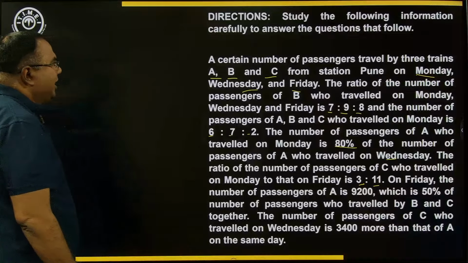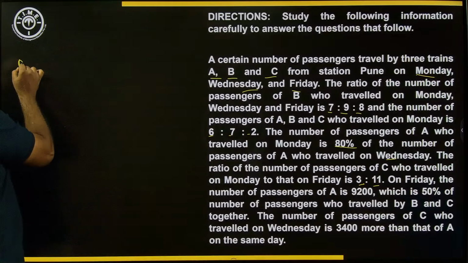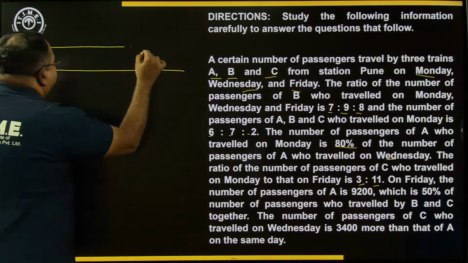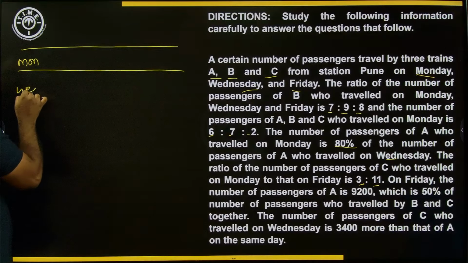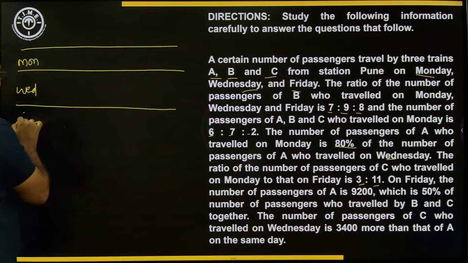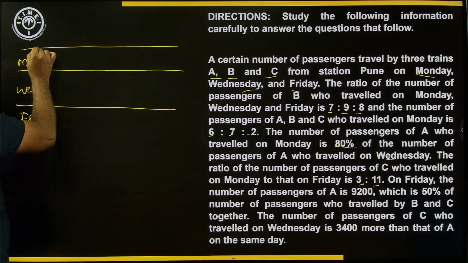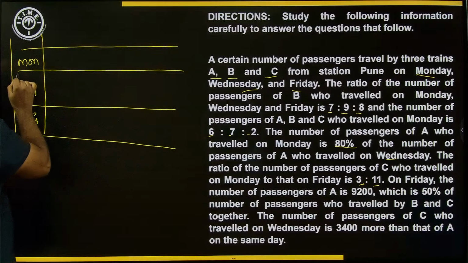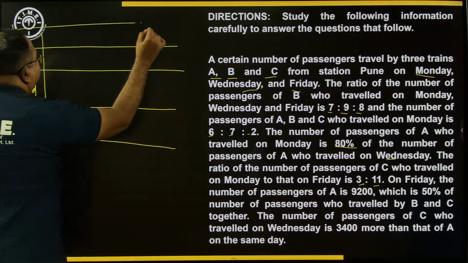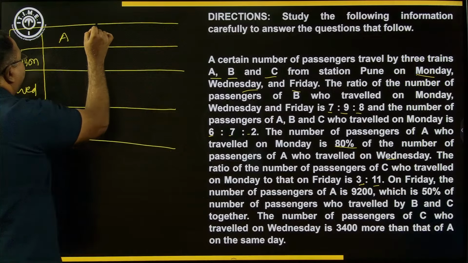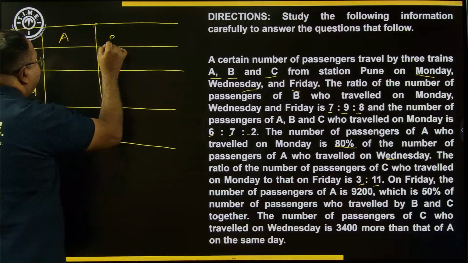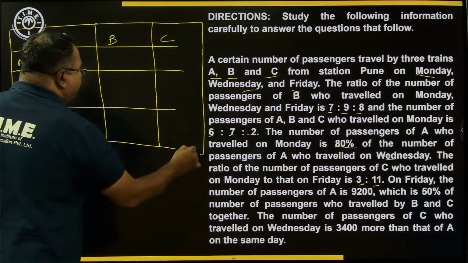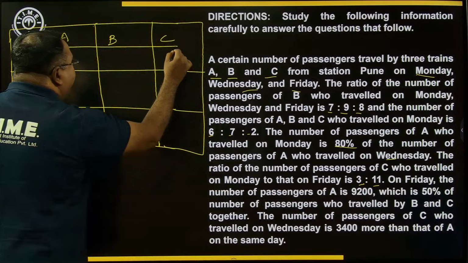Okay, let's look at this. Monday, Wednesday, Friday. We have 3 types of trains here: train A, train B, and train C starting from Pune. Different passengers traveling on 3 different days, Monday, Wednesday and Friday.